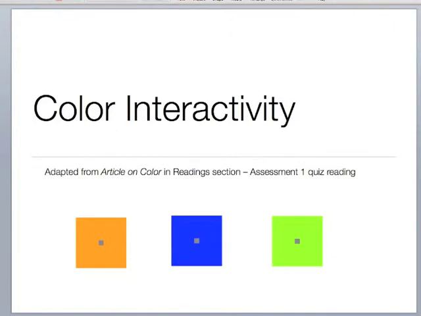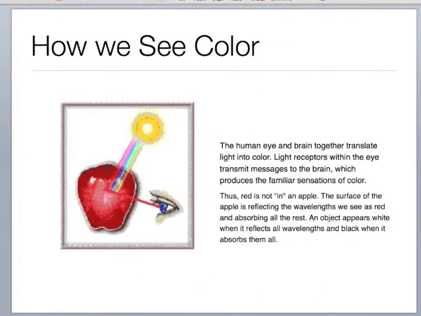Color interactivity is a fascinating study in the way that you can achieve things like special effects, optical illusions, and wonderful unity, and you can also create disharmony in a composition if you're not really clear on how to use color. But first, let's talk about some perception topics and how we see color.